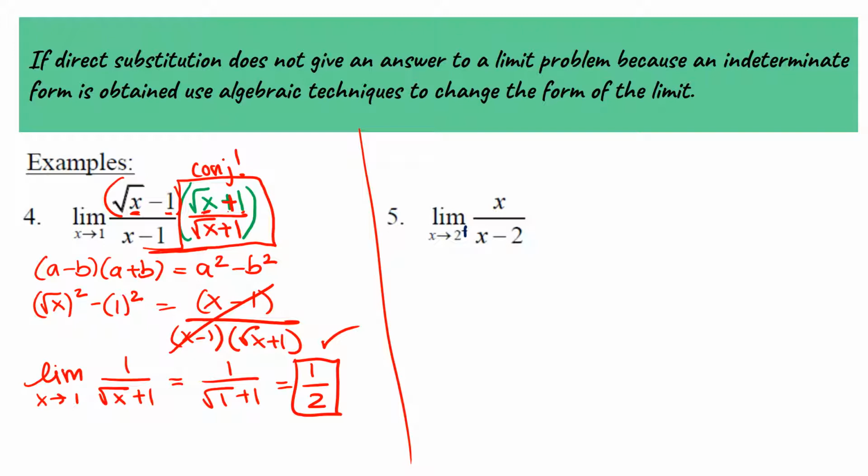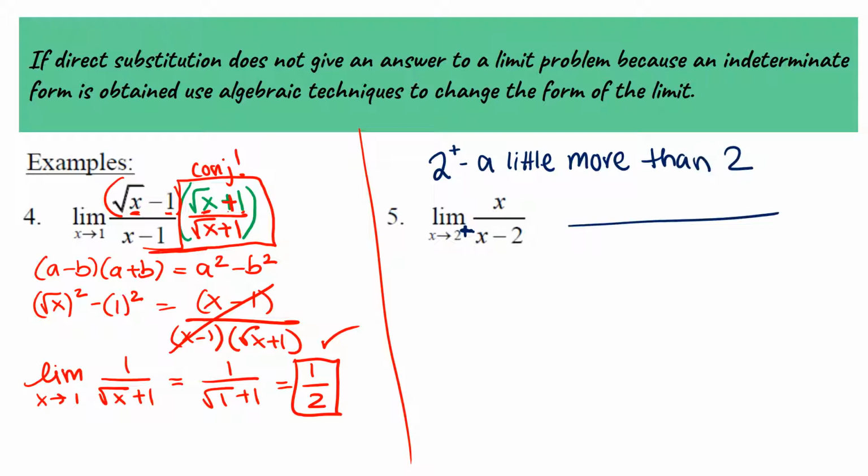This is a limit from the right. Now, there's a couple different ways to do this. We're going to do just kind of a checking a number. Now, remember, when I say 2 from the right, I really mean a little more than 2. All right, so let's check a couple points.